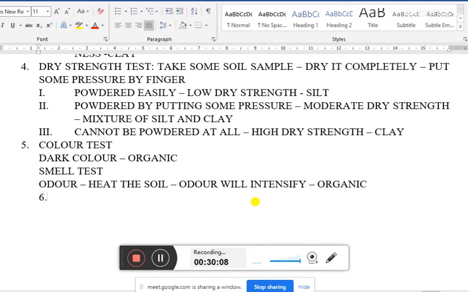Now, the next test may be the sign test. The sign test is a very simple test. You just have to take some soil lump and cut the soil sample with a knife, and observe the cut surface.